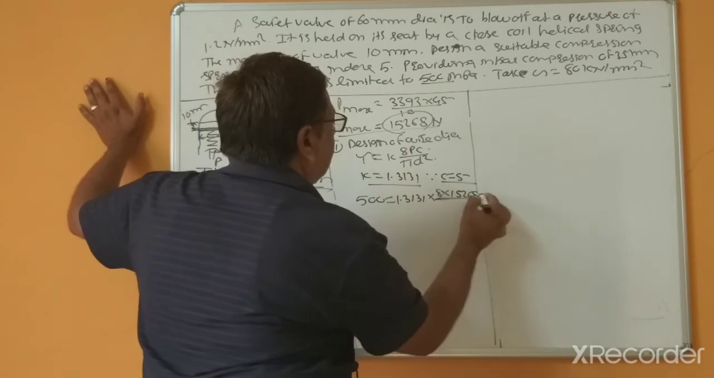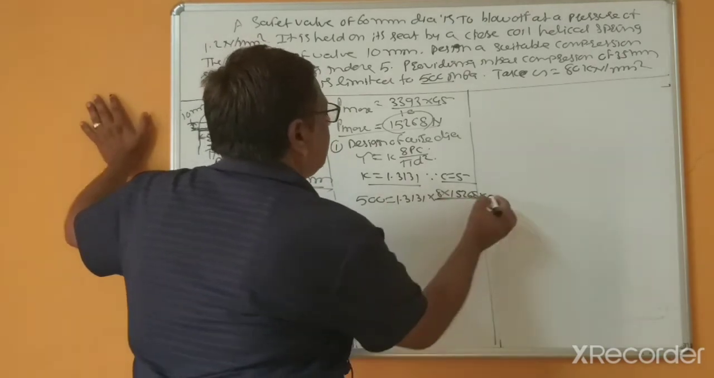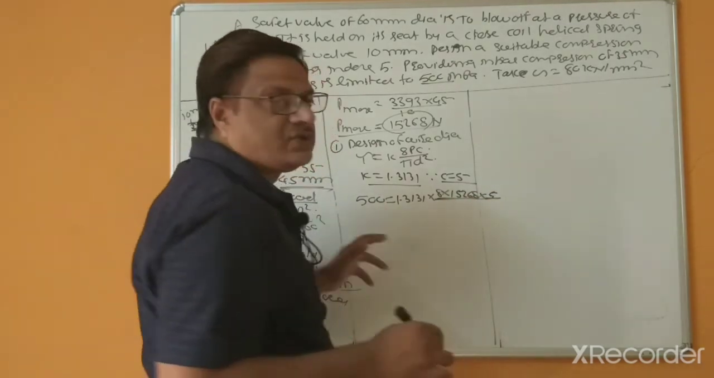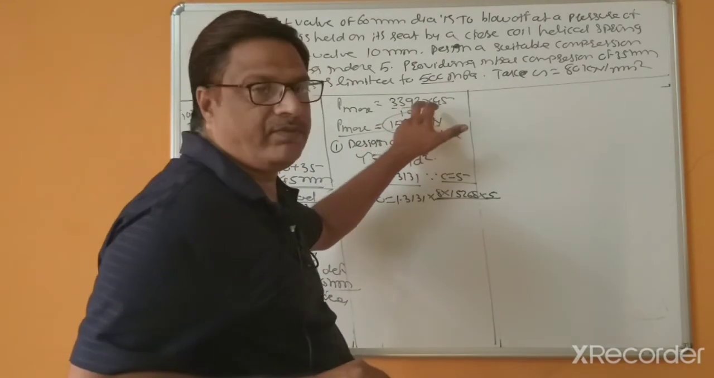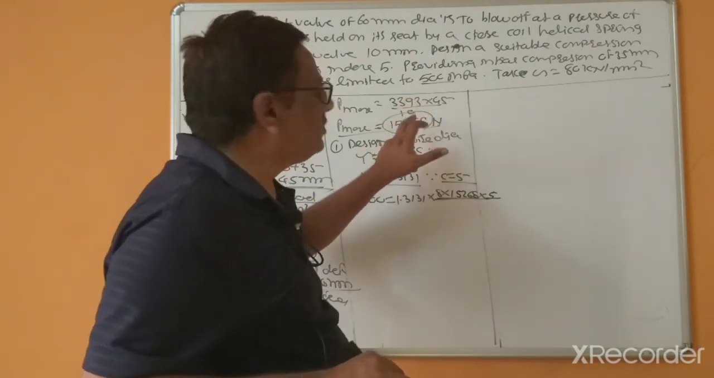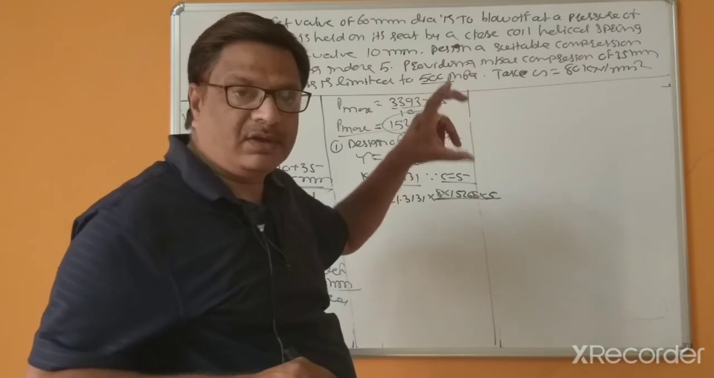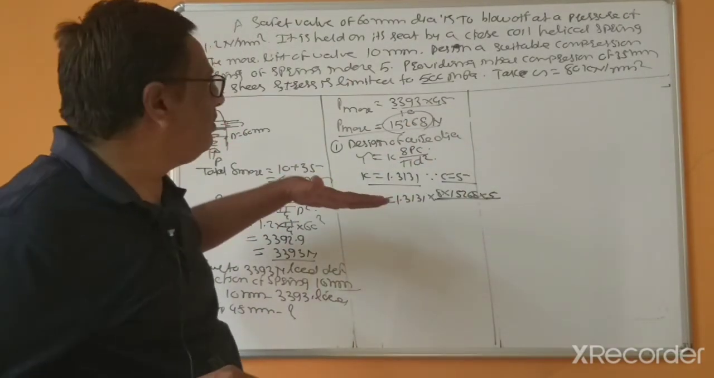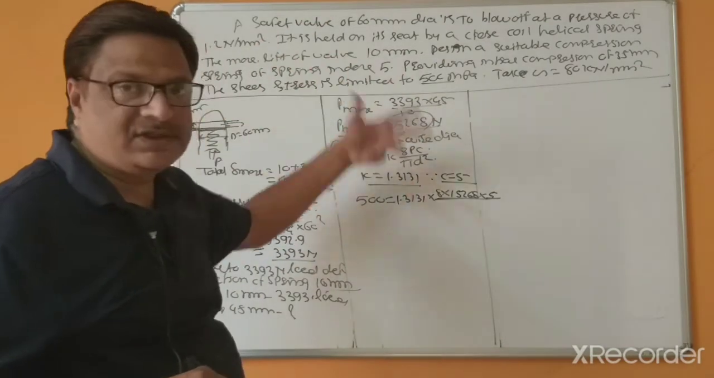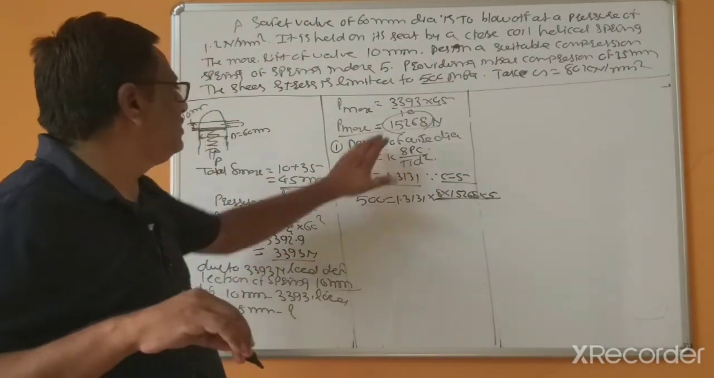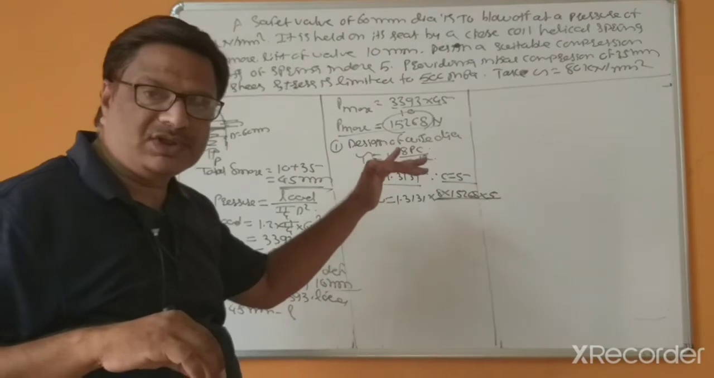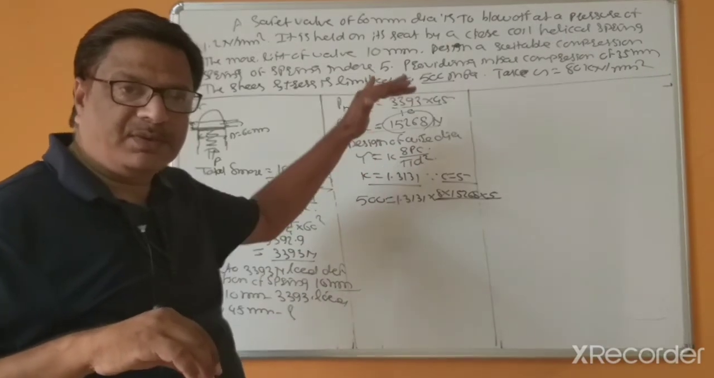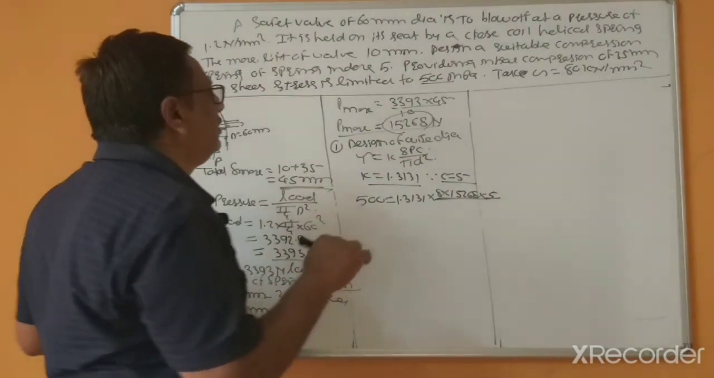Multiplied by C equal to 5. Some students may consider the load of 3393, but that load is only for lifting the coils off their initial position. You would be neglecting the load applied for the initial compression. The total load is the combination of the load for lifting the coils and the preload.